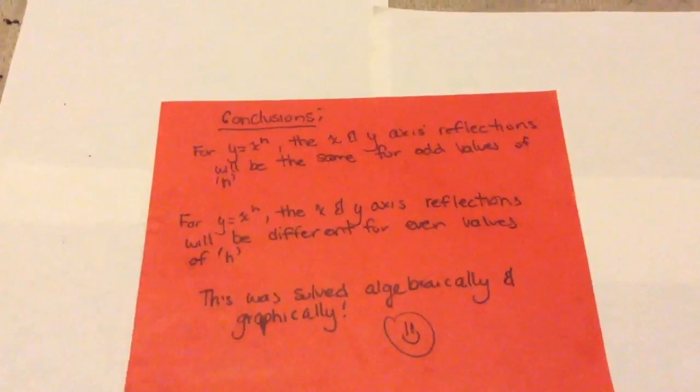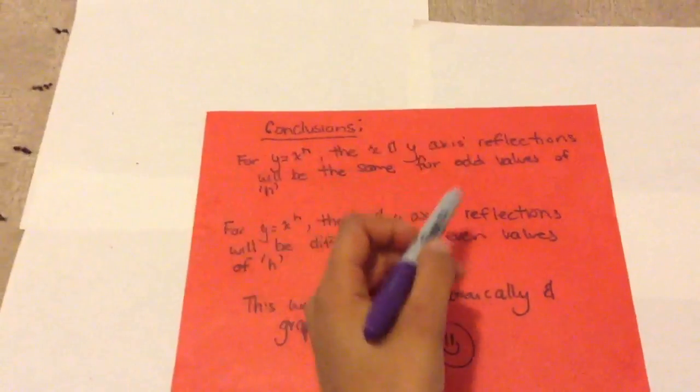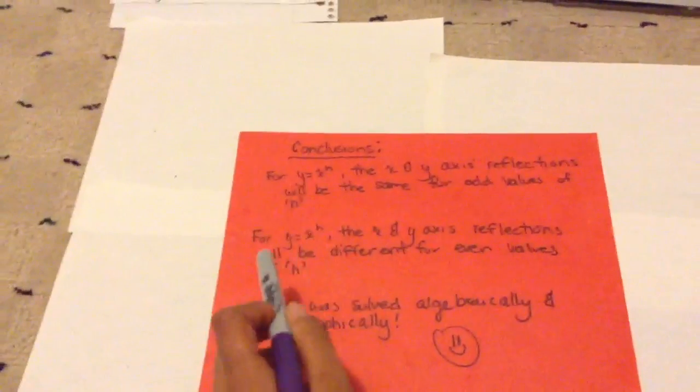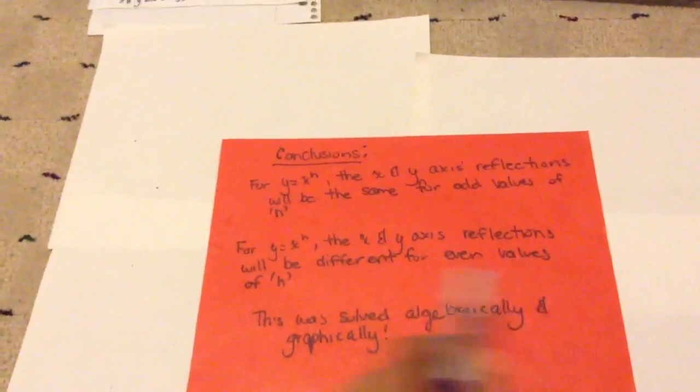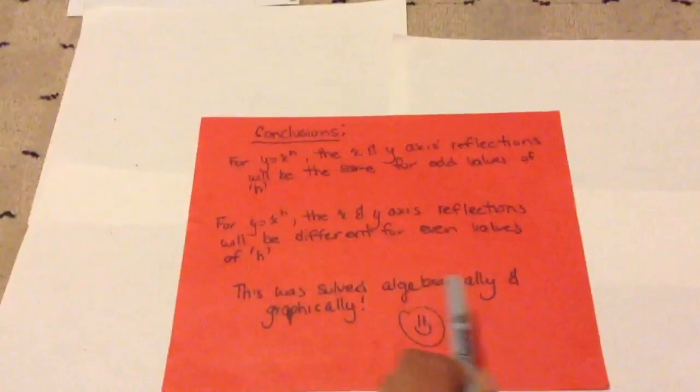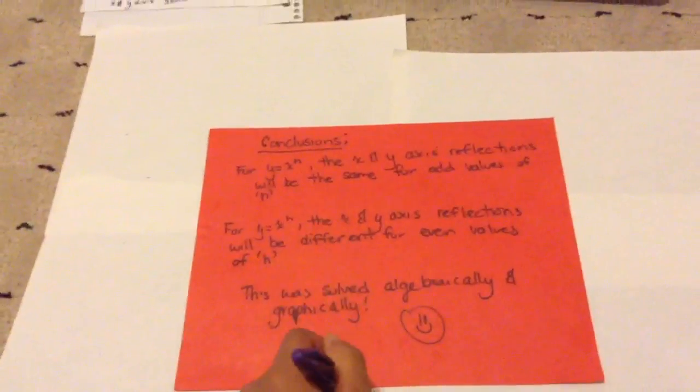Okay, so our full solution for this whole question is: for y equals x to the power of n, the x and y axis reflections will be the same for odd values of n. For the same graph, the x and y axis reflections will be different for even values of n. Okay, and we solved this algebraically and graphically.